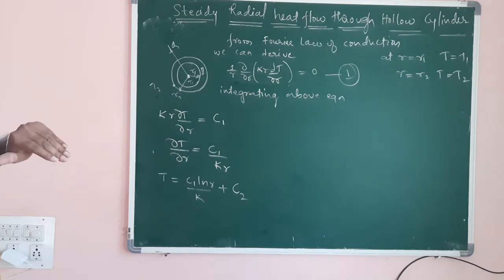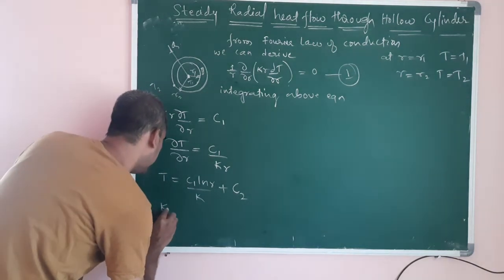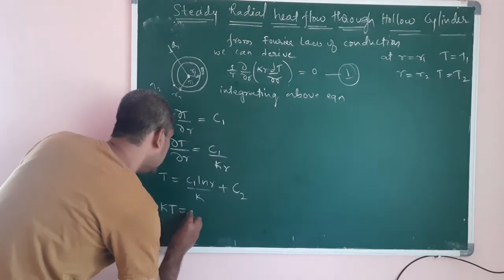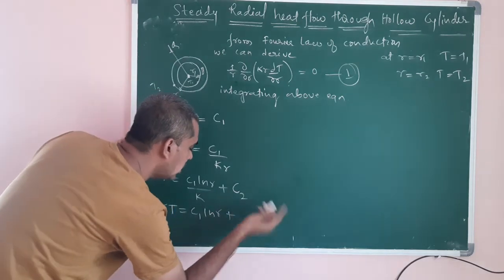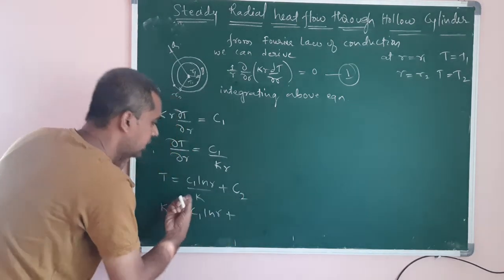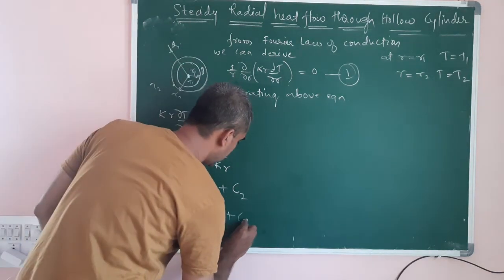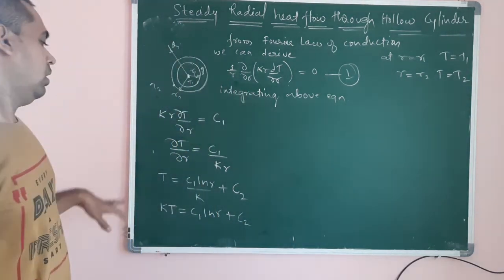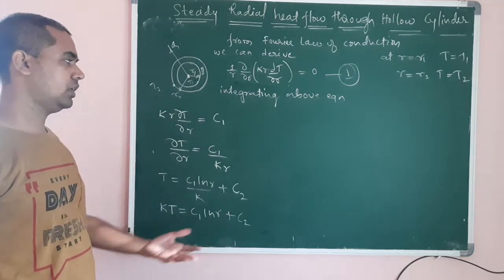This we can simplify still more. It will become k T is equal to C1 ln of r plus C2 into k. C2 is a constant, k is the thermal conductivity, that is also constant. Therefore, C2 into k is a constant. I will write that constant as C2 only. Actually it should be C2 into k, but C2 into k is a constant.